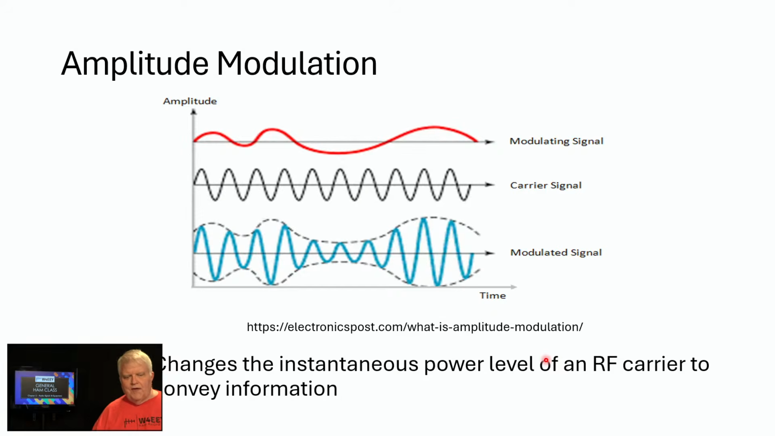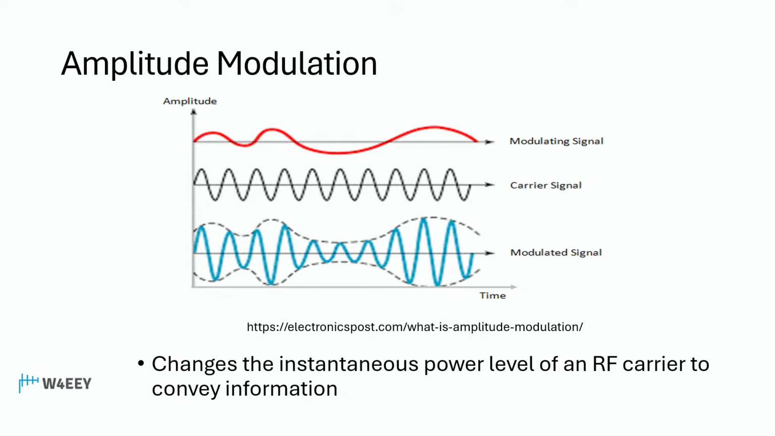So amplitude modulation changes the instantaneous power level of an RF carrier to contain information. And here again, we're looking in the time domain, amplitude on the vertical scale and over time. So this is what an oscilloscope, for example, would show you if you had it at the output of the radio frequency transmitter.